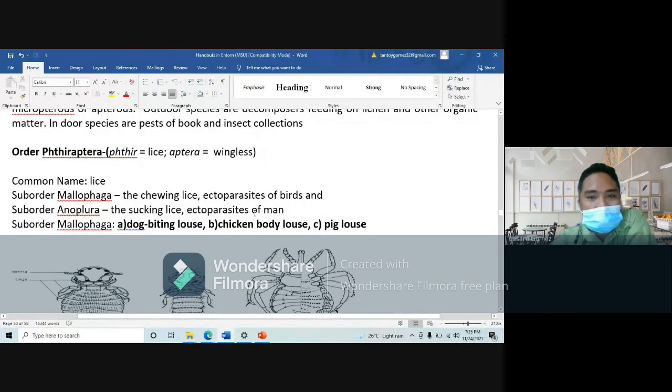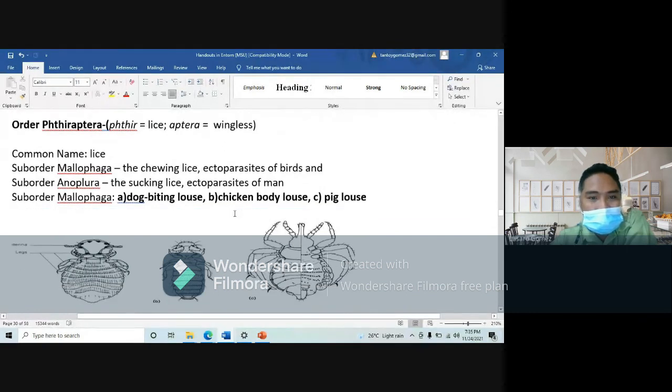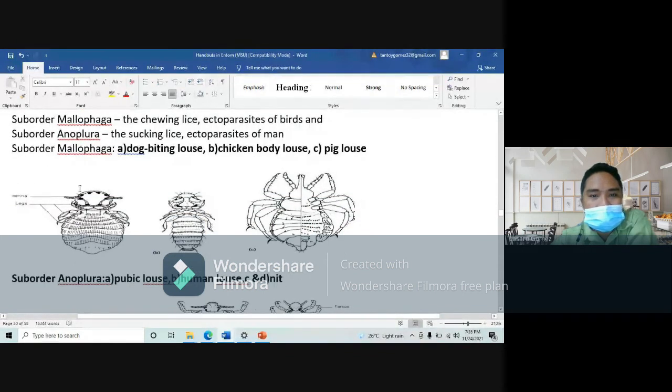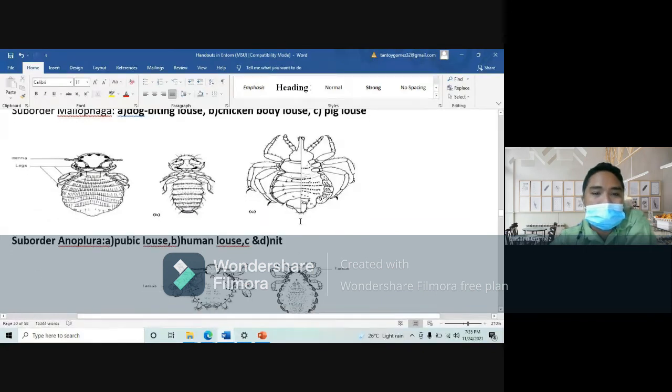Ectoparasites of man, kanang mga kuto. Okay, dog biting lice, chicken body lice, and the pig lice. Okay, this is the dog biting lice. This is the chicken body lice, and this one is the pig lice, no? So kaning mga kuto, no?